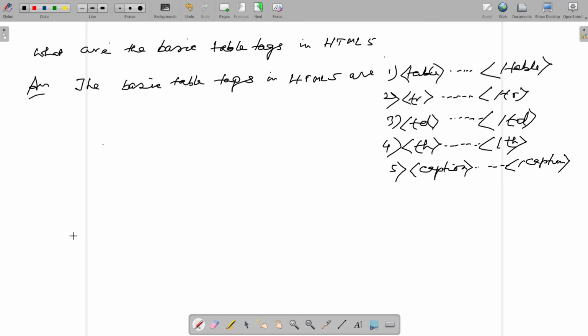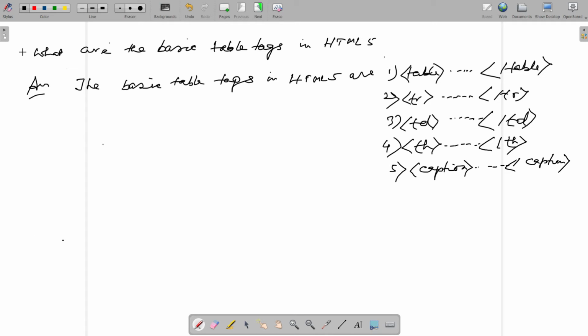Now, what do I have to do? I will discuss what the table tag is. This will be a closed tag, caption open, caption close. Now you see, in your exam, a direct question will not come. Whatever I discuss, you try to follow all the things. If you follow all the things, you can answer the short questions that come in your exam.